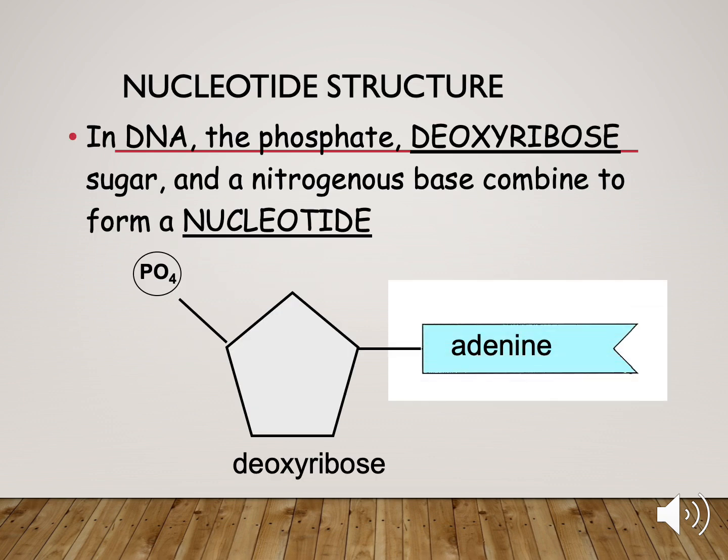When we look at the DNA nucleotide, again, we know we have that phosphate group. The 5-carbon sugar is going to be deoxyribose for DNA molecule. And then our nitrogen base. This diagram is showing us adenine, but remember it could also be thymine, guanine, or cytosine in a DNA structure.